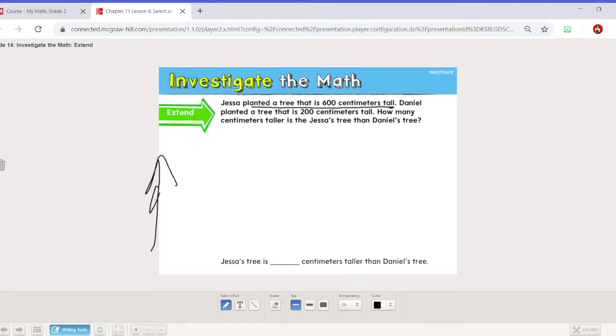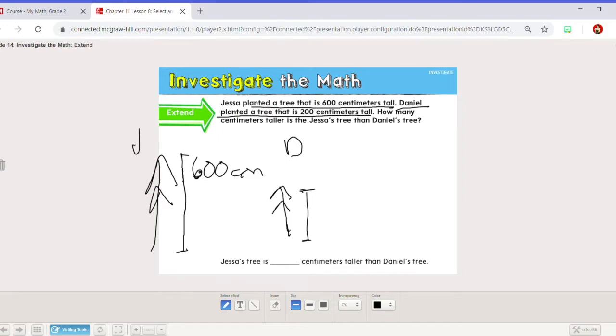I'm going to draw her tree here. It doesn't have to be perfect. And I'm going to put a J for Jessa to label it. I'm also going to show the height of that tree, which is about 600 centimeters. Next, I'm going to draw a picture of Daniel's tree after I underline that information. We know that it's 200 centimeters, and 200 is smaller than 600, so labeling it D for Daniel, I'll do a smaller tree, and write its height on there.